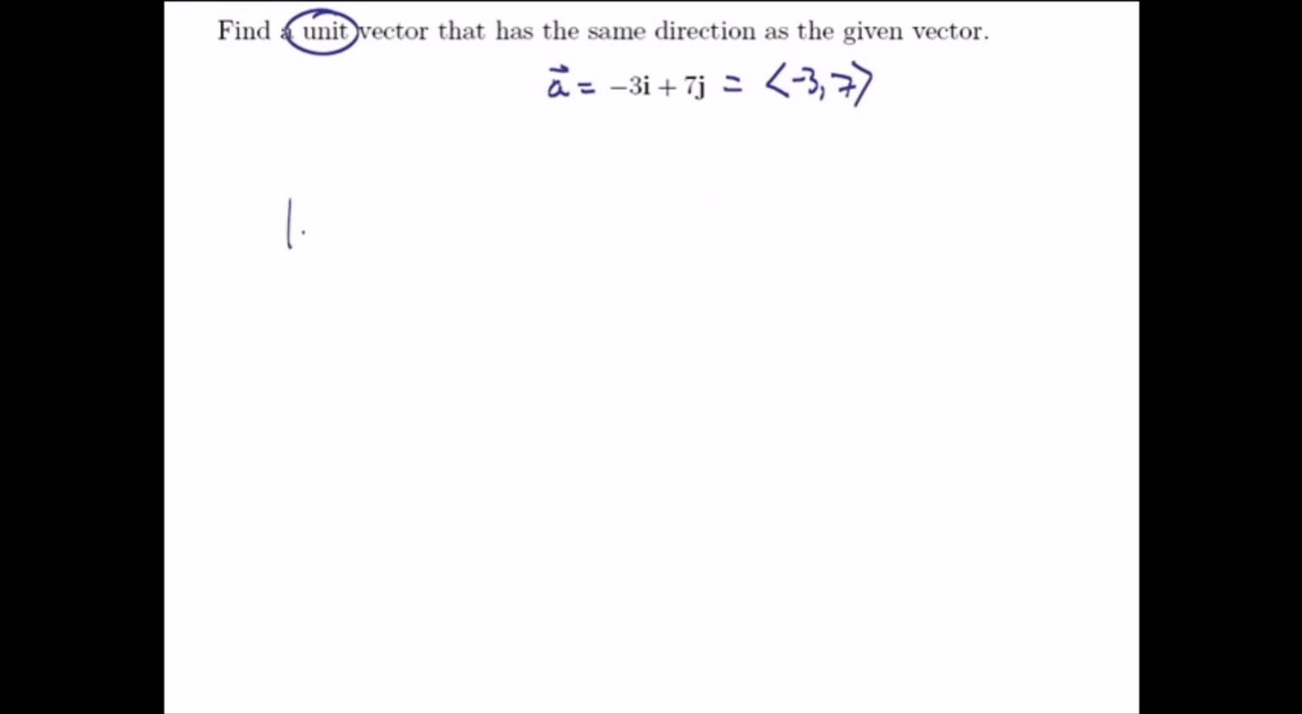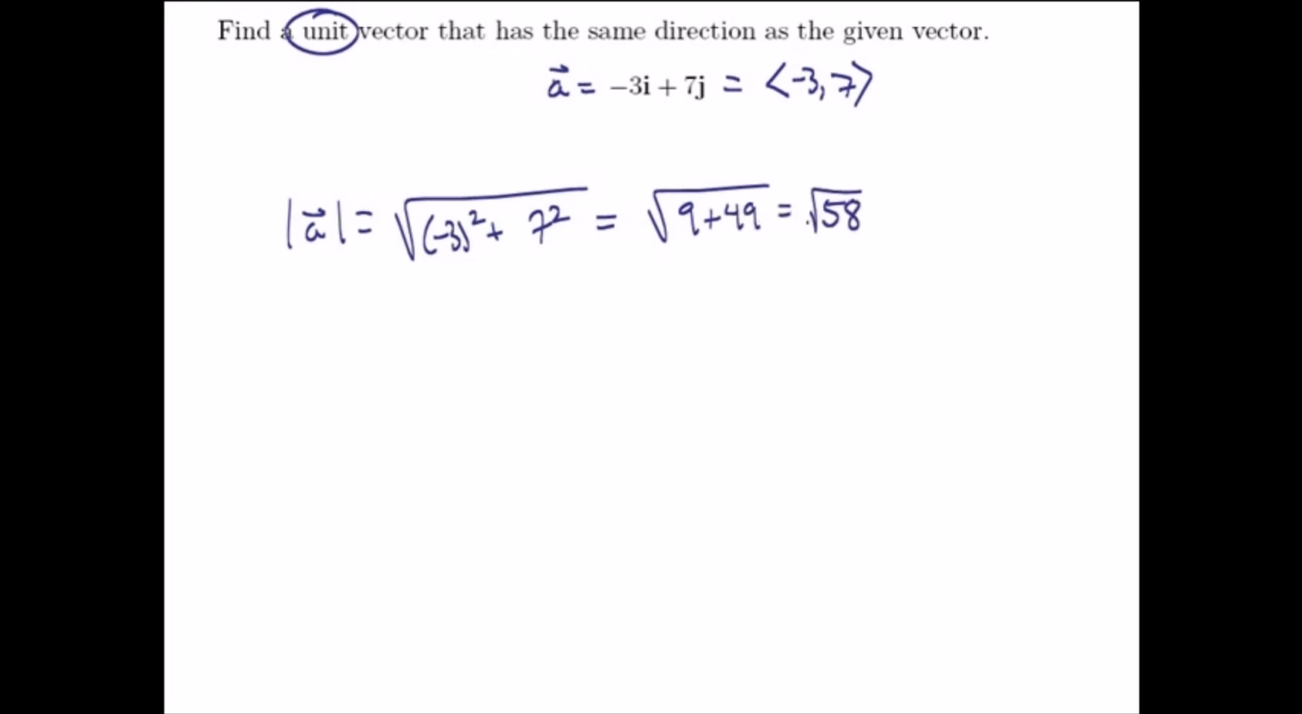So the first thing we have to do is find the length or magnitude of A. That's going to be the square root of the components squared and added together. So the square root of negative 3 squared plus 7 squared, which is the square root of 9 plus 49, or the square root of 58.